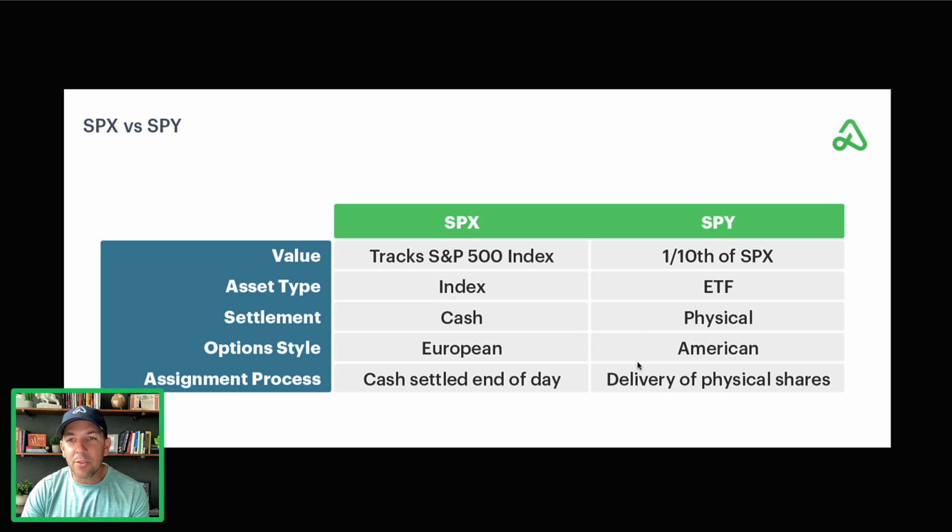And so the other key thing here, besides the physical settlement, is that SPY is American option style. And what that means is that if somebody on the other side of an SPY trade decides that they want to exercise their contract early, they can do that. They actually can do that ahead of expiration. Now, if you're going to be trading 0DTE contracts, it's not going to happen that 0DTE day.